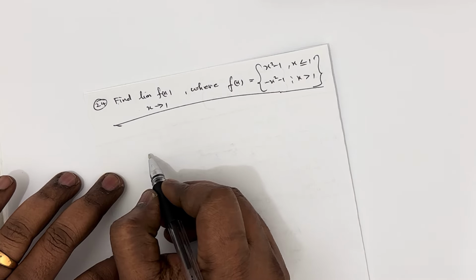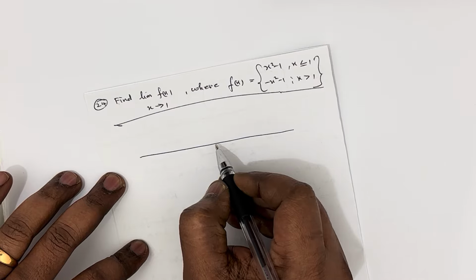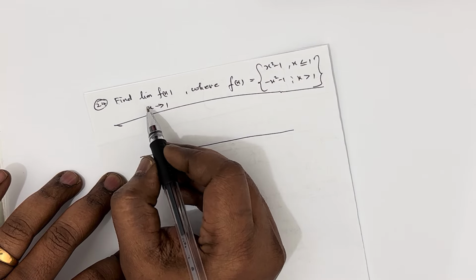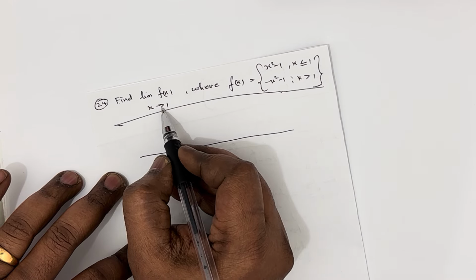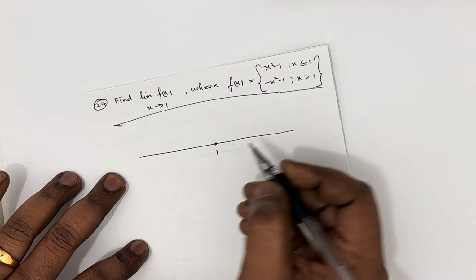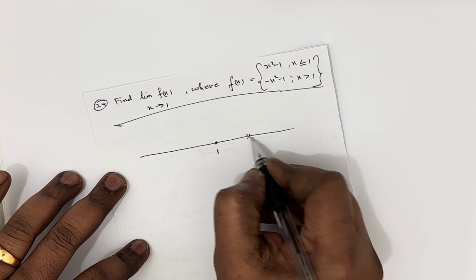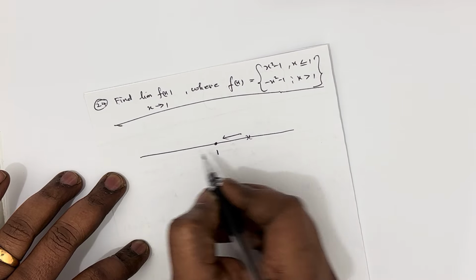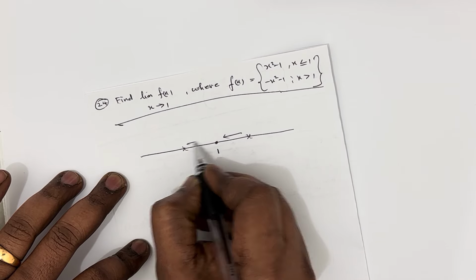Now, on a number line, we want to find the limit of the function as x approaches 1, so let this point be 1. Now x is approaching 1 from the right side and from the left side.